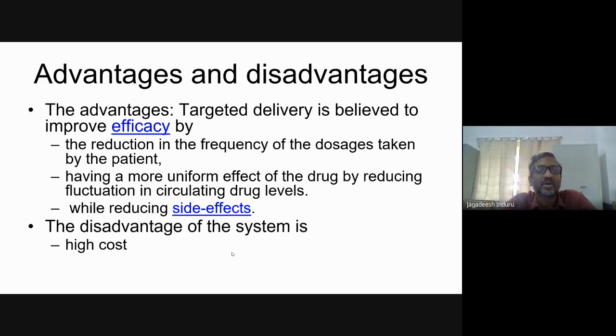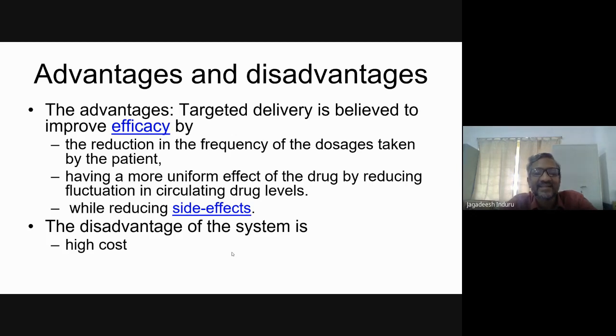So we have more efficacy, we are reducing the frequency, and we have a uniform effect without any fluctuations, so that the therapeutic window is protected, without going less than the minimum effective concentration or more than the maximum safe concentration. So we are keeping the drug concentration in the window, and we are reducing the side effects. By doing this, we gain the advantage of targeted drug delivery.